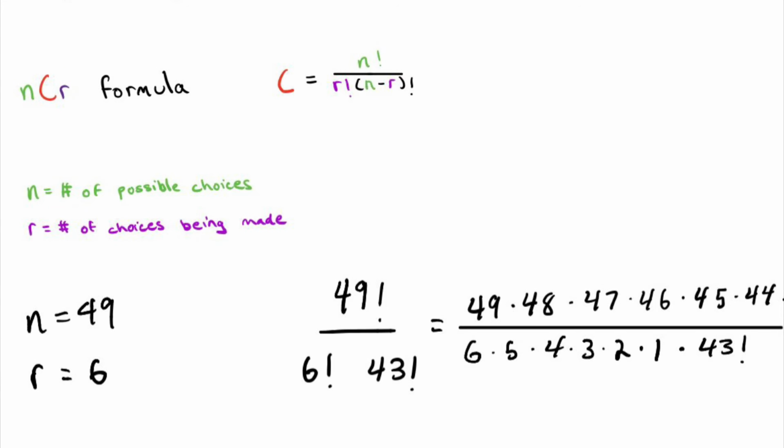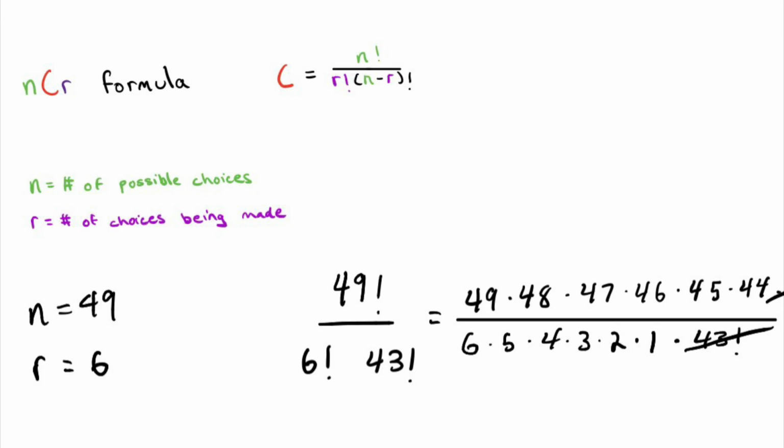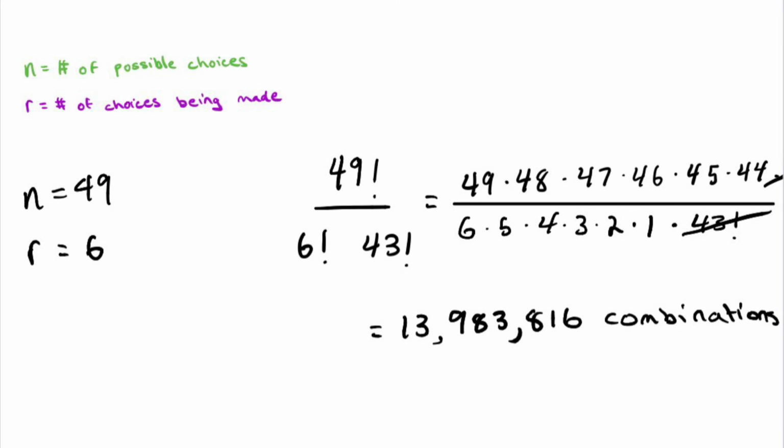Plugging this into our formula, we get 49 factorial over 6 factorial times 43 factorial. Expanding this, we see that parts of 49 factorial overlap with 43 factorial, which means we can cancel. This leaves us with 49 times 48 times 47 times 46 times 45 times 44, all over 6 factorial. After the canceling and doing the math, we get that there's a total of 13,983,816 total combinations.